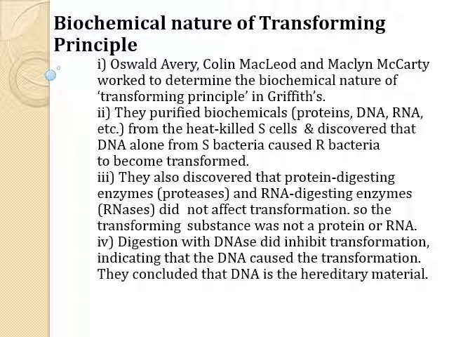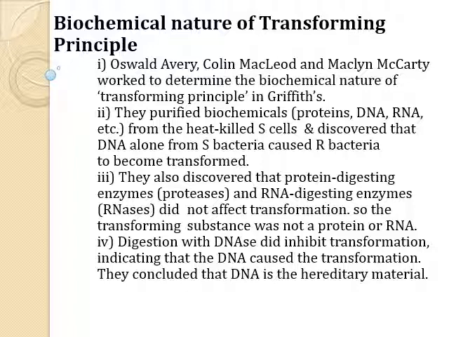After him, three scientists, Avery, MacLeod and McCarty, worked on his experiment. They purified protein, DNA, RNA, etc. from the heat-killed strain of bacterium. They discovered that DNA alone transferred from the S strain to the R strain. They also discovered that digesting enzymes such as proteases and RNases did not affect transformation.